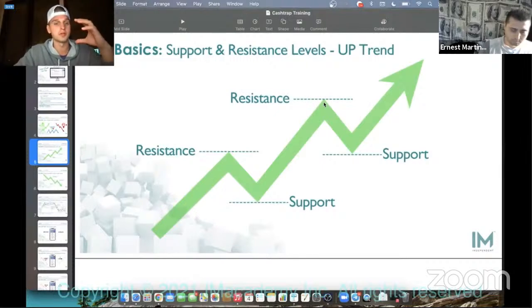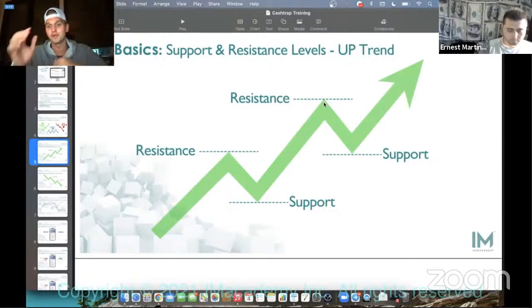But if you guys are taking notes, write this down. In uptrends, past resistance equals future support. So price broke this past resistance, came up, respected this new resistance, and came down and hit this past resistance, which is now a future support. So in uptrends, past resistance equals future support.